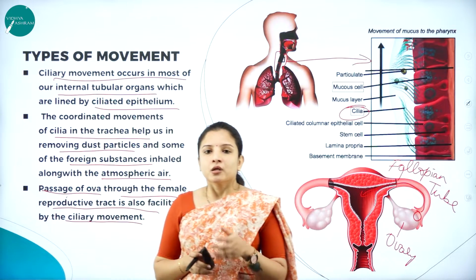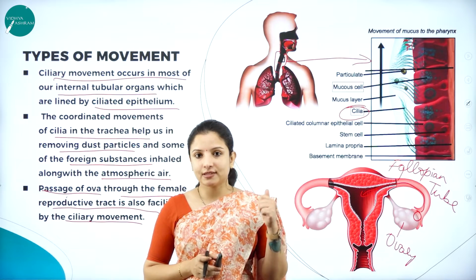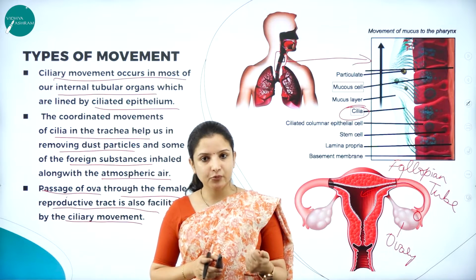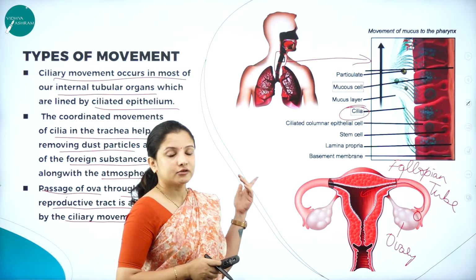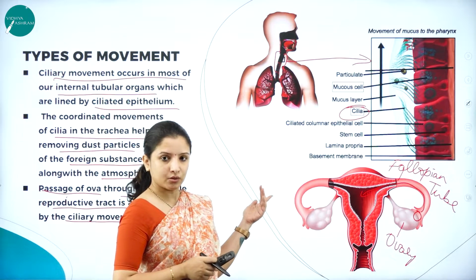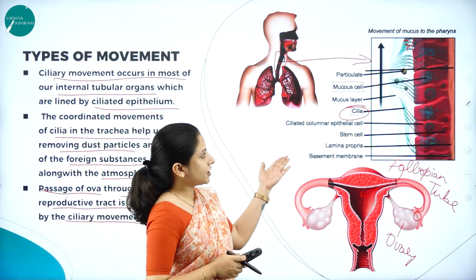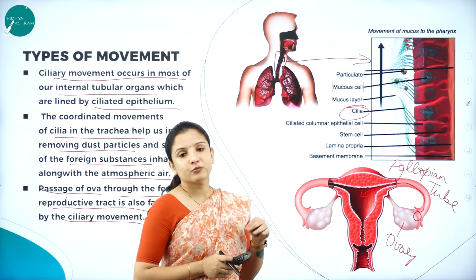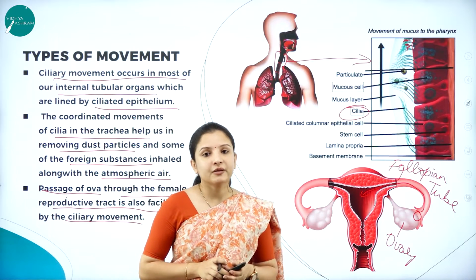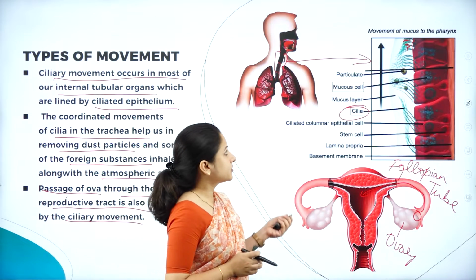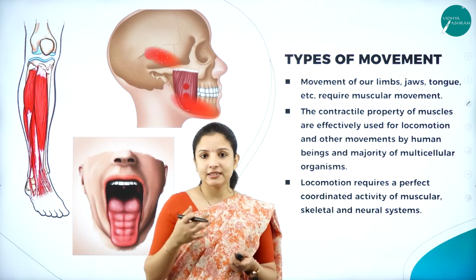So therefore, we understood that macrophages and leukocytes exhibit amoeboid movement in the human body, and ciliary movement is also seen in the human body. We have taken the example of the ciliary movement in the trachea and the ciliary movement in the fallopian tube of the female reproductive system. So this was about the ciliary movement.